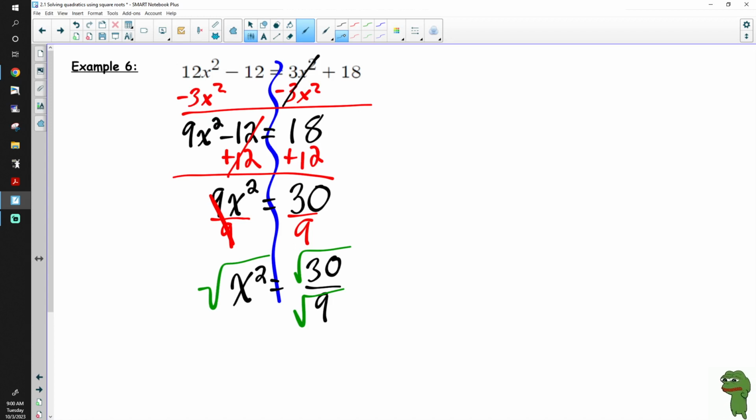30, is that a perfect square? No. Can you divide 30 by any perfect squares? 5 is not a perfect square. In your list of perfect squares, can you divide 30 by anything?